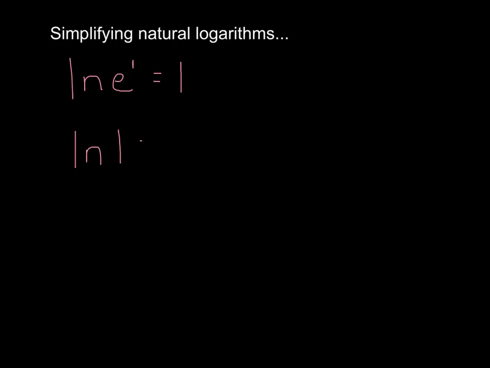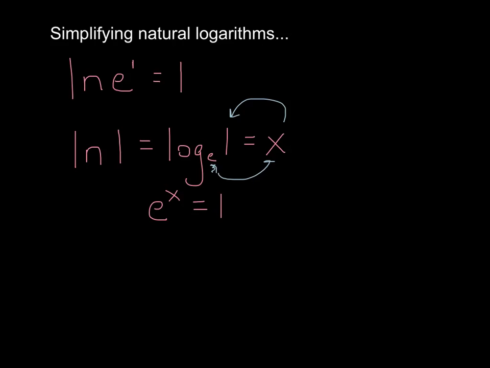Another expression that comes up is ln of 1. So let's work this out, see what happens. This is log base e of 1. We'll set that equal to x and write this in exponential form. So we'll have e to the x is equal to 1. So we'd like to have a common base, and e to the 0 will give us 1. So x must be equal to 0, which means that the ln of 1 is equal to 0.